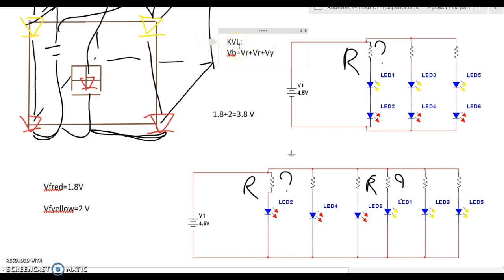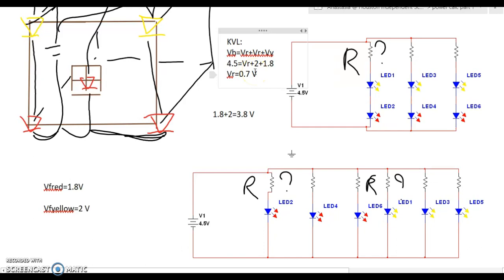And we know what those are, right? So this is 4.5 equals 2 plus V of R plus 2 plus 1.8. When you calculate all of this out, you're going to get V of R equals 0.7 volts. Please keep in mind, this is not resistance yet. This is just the voltage.